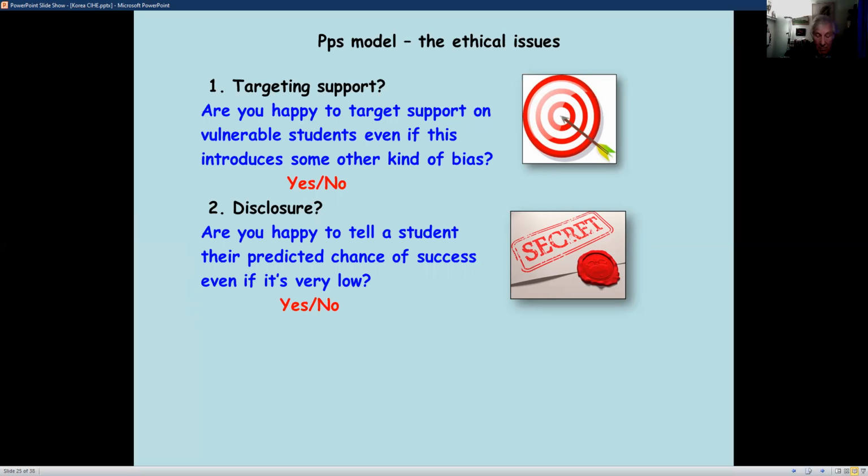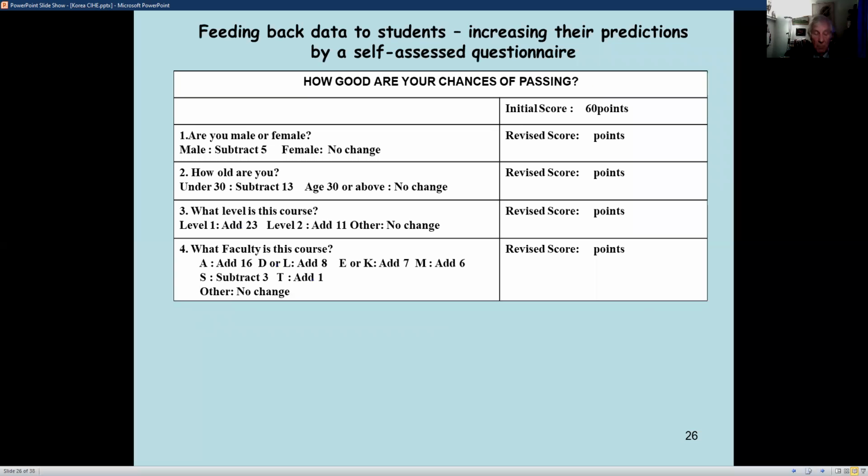I do have one kind of answer to that second dilemma. When thinking about the disclosure problem, there may be a way of getting around it by allowing students to assess their predicted probability of success privately on their own by a self-assessed questionnaire. And as a result, importantly, give them the opportunity to change their probability.